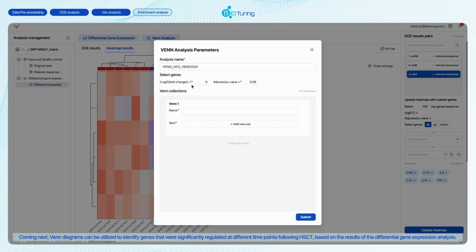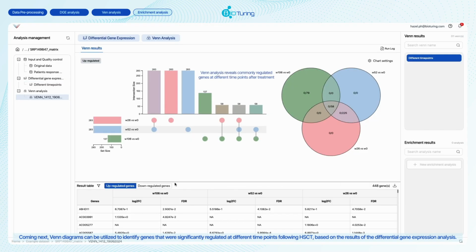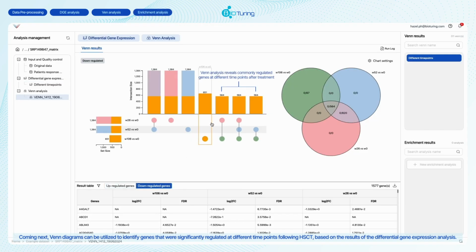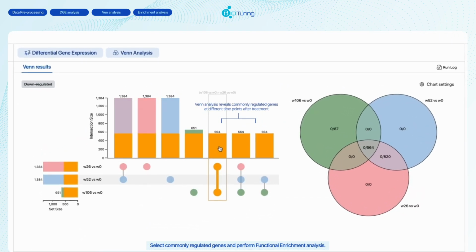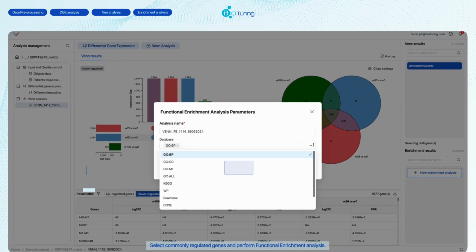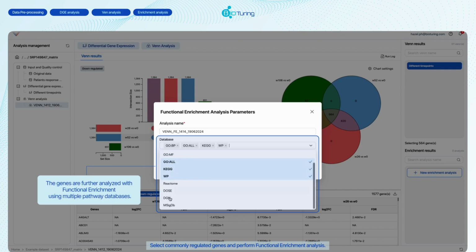Coming next, Venn diagrams can be utilized to identify genes that were significantly regulated at different time points following HSCT, based on the results of the differential gene expression analysis. Select commonly regulated genes and perform functional enrichment analysis.